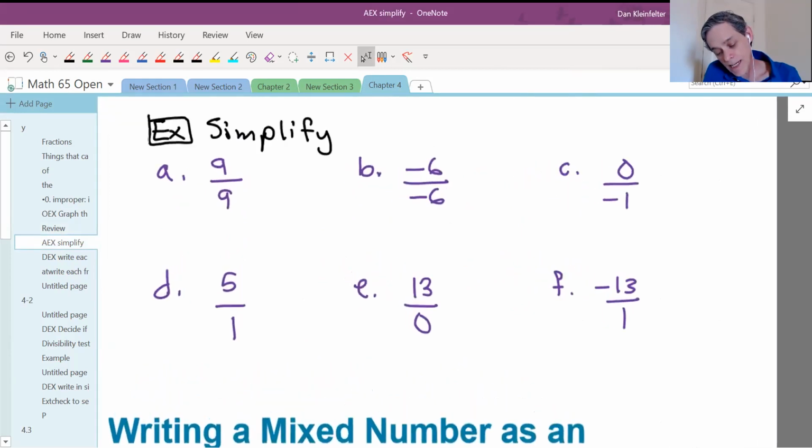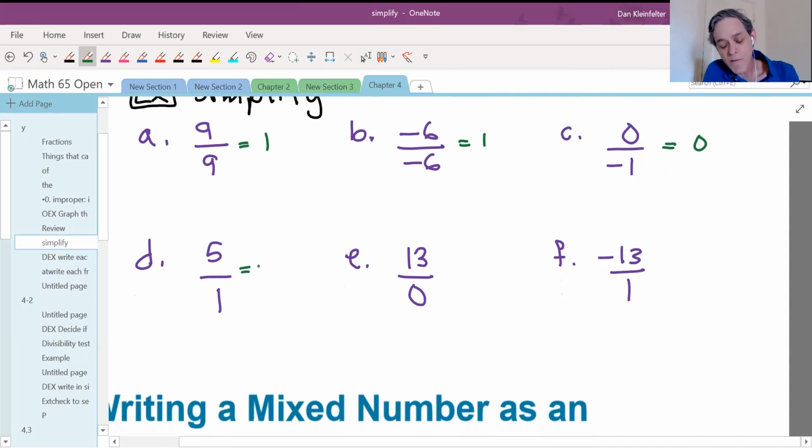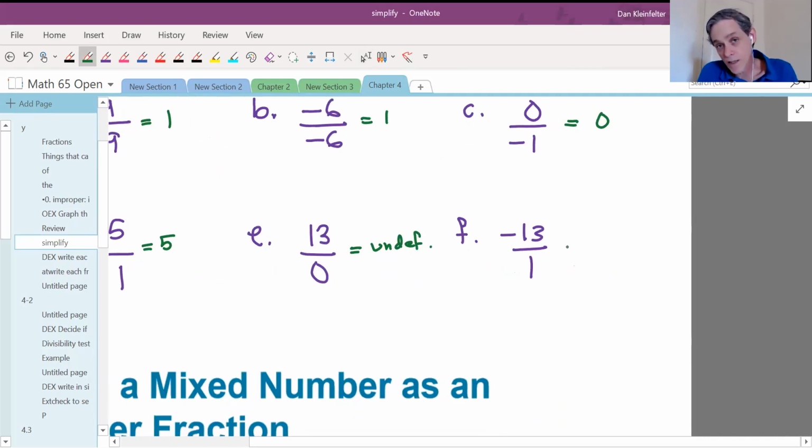Okay, so in the next set here, we want to do some simplifications. So let's do that. 9 divided by 9 is going to equal 1. Negative 6 divided by negative 6 equals 1. 0 divided by negative 1 is 0, not undefined. 5 divided by 1 is 5. 13 divided by 0 is undefined. Negative 13 divided by 1 is negative 13.